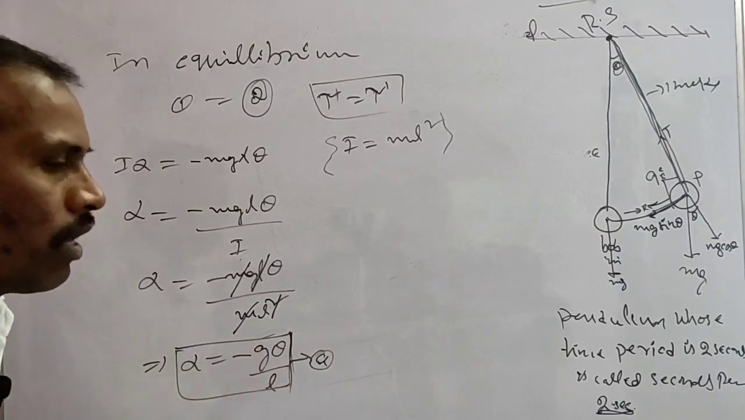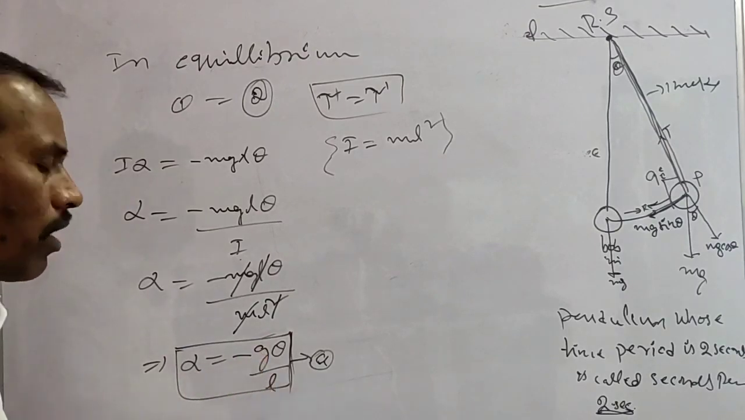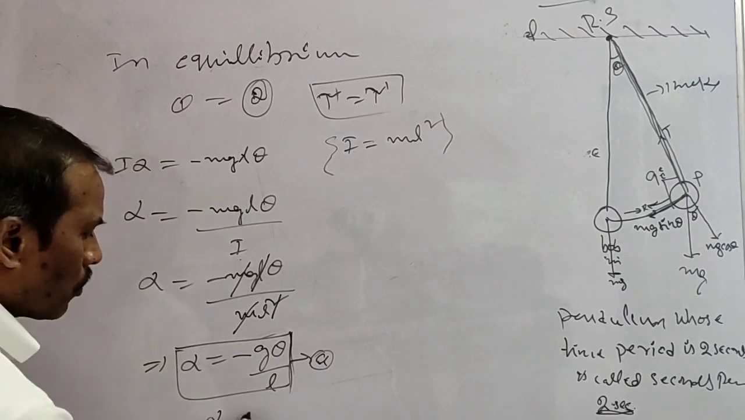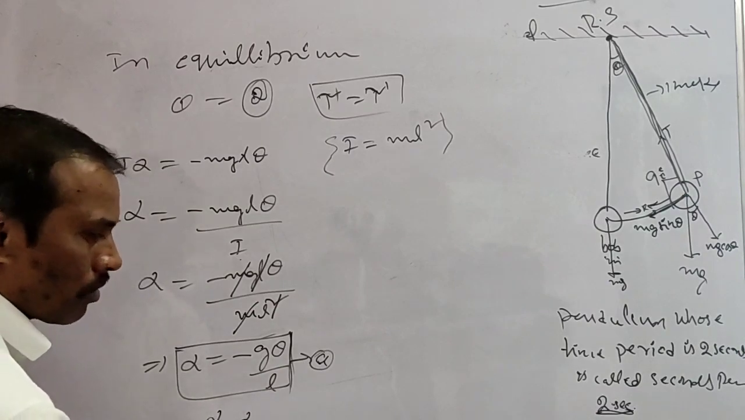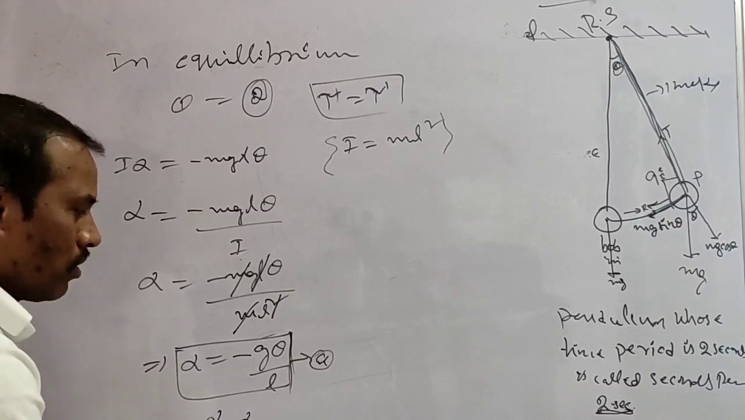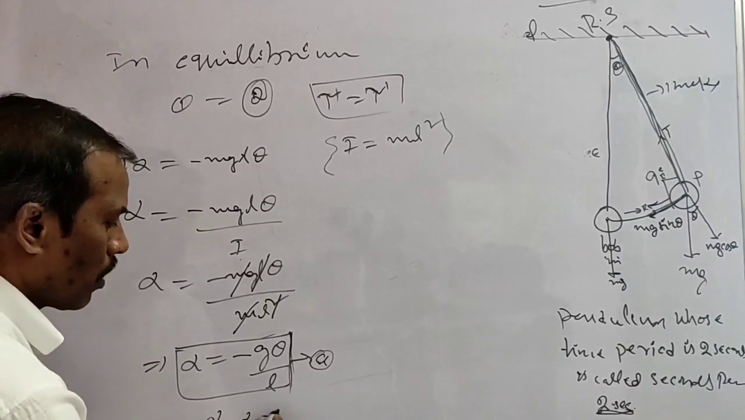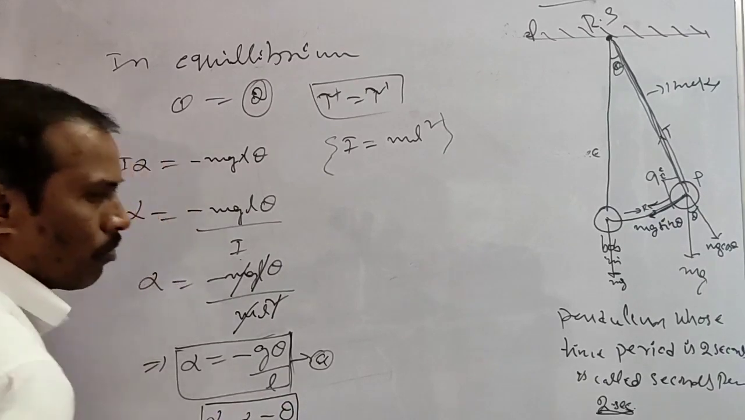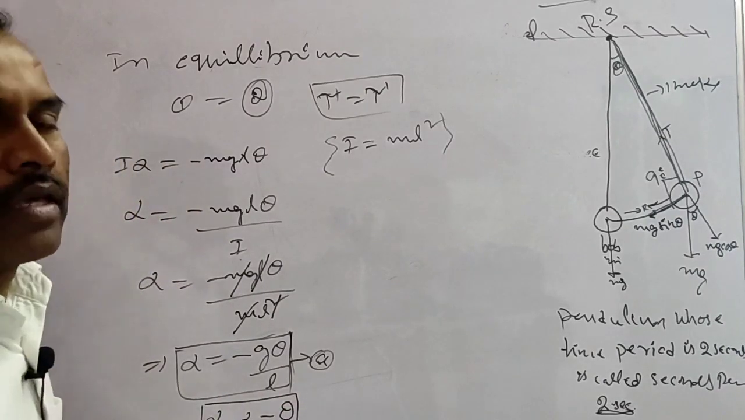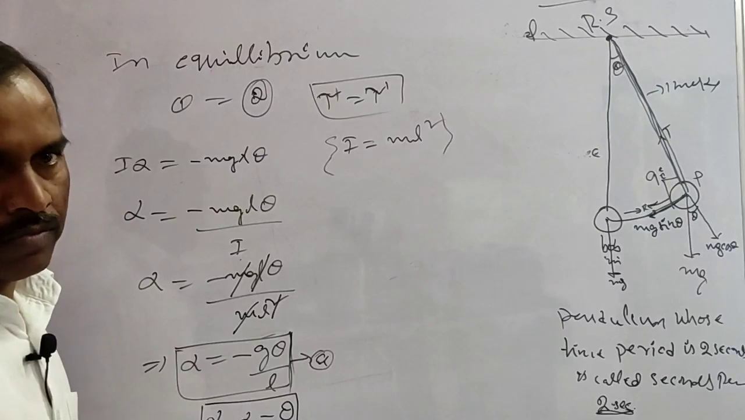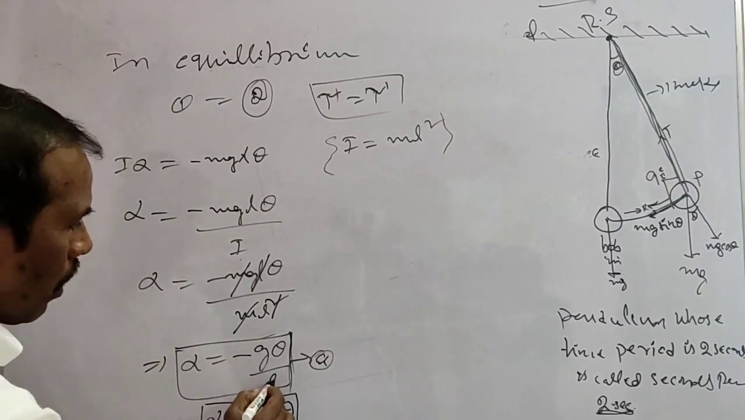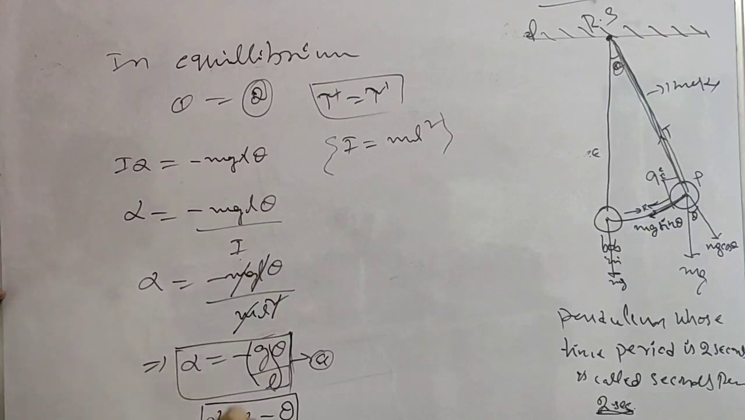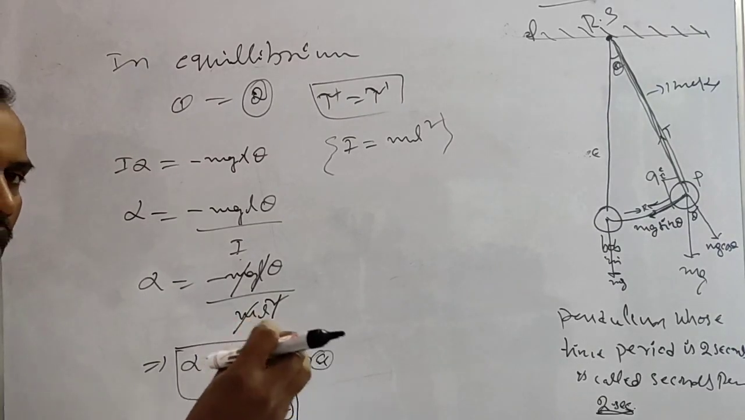Here g and L are constants, which means alpha is directly proportional to angular displacement, with a negative sign. So this is simple harmonic motion, the simple pendulum making simple harmonic motion. Here g by L are constants, the length of the pendulum and acceleration due to gravity.